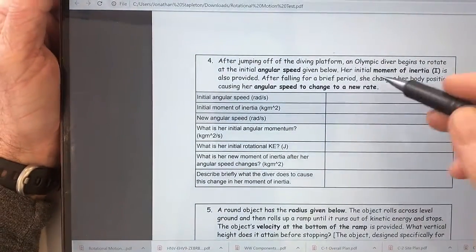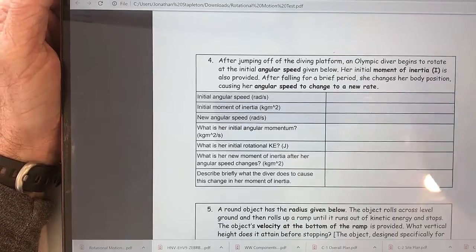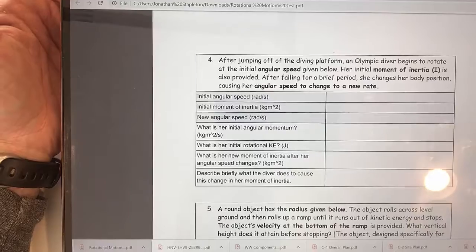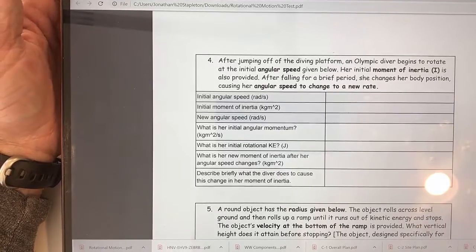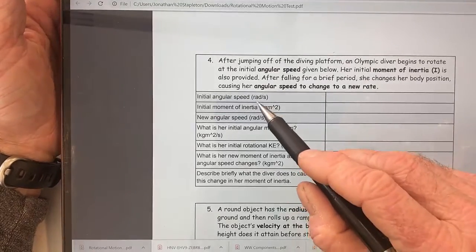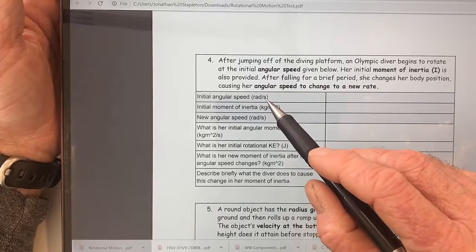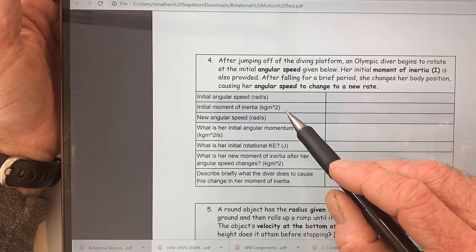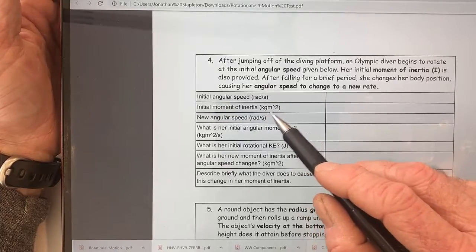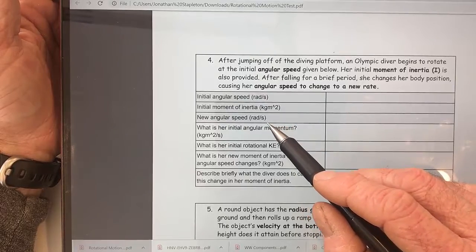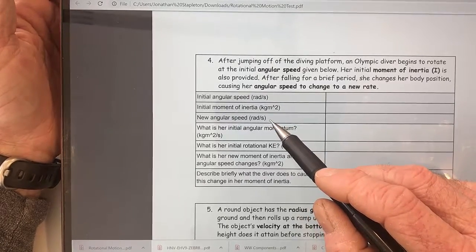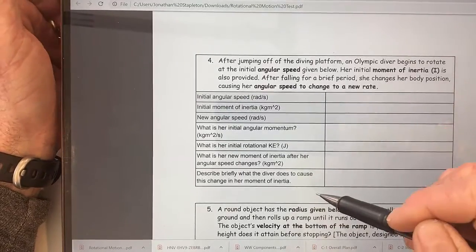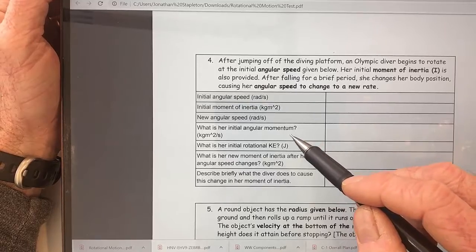Number 4, this is a diver who dives off a platform and starts spinning, and while she's falling, she does something and she spins differently for a little while. We're given her initial spinning rate in radians per second. We're given her moment of inertia in the beginning in kilograms meters squared, and then her new angular speed after she does something. She's either going to speed up or slow down, and which one of those she does depends on your particular numbers. We've got to find these things.